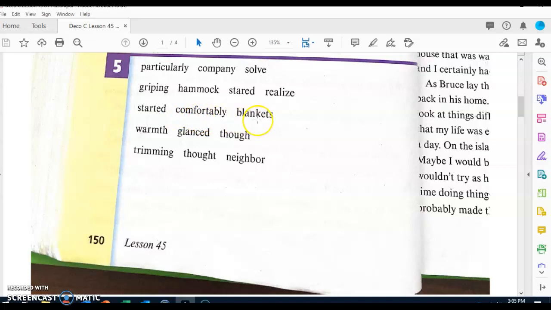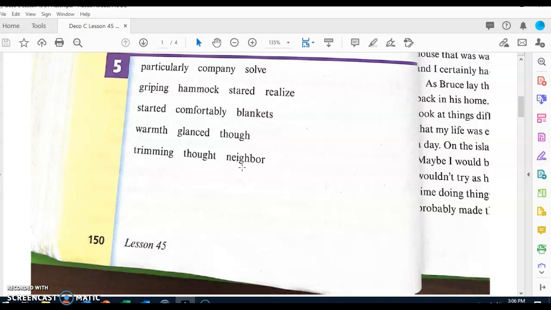Next word. What word? Comfortably. Next word. What word? Blankets. Next word. What word? Warmth. Next word. What word? Glanced. Next word. What word? Though. Next word. What word? Trimming. Next word. What word? That. Next word. What word? Neighbor.